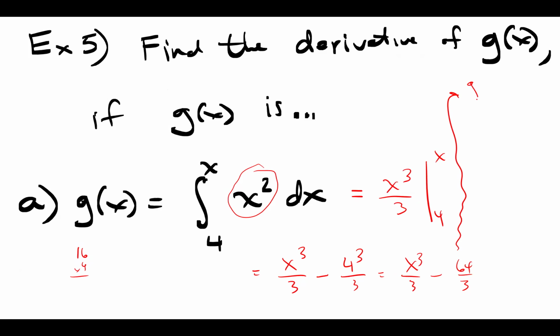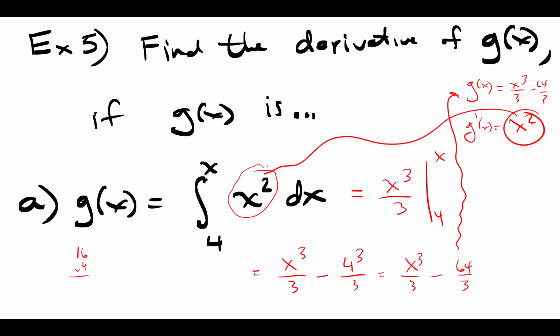Now what I want, because this is g of x, right? g of x is x cubed over 3 minus 64 over 3. But then the question is, what's the derivative of g of x? Ooh, that's from a long time ago. That's chapter 3 stuff. It's x squared, which is exactly the same function we began with in the first place. Yes. So there's the connection between antiderivatives and derivatives in a straight functional way.